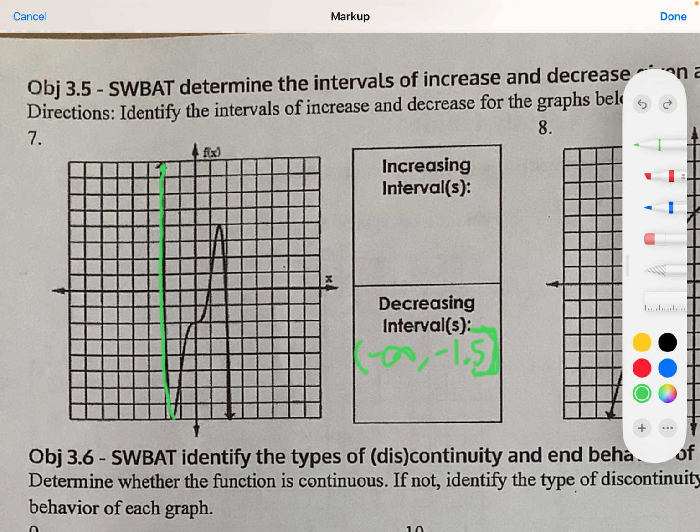Then increasing in the red here from x equals negative 1.5 up to positive 1.5. And then in the blue, my decreasing interval, which starts at x is 1.5 and never ends. It goes off to infinity. So those are my 3 intervals of change.